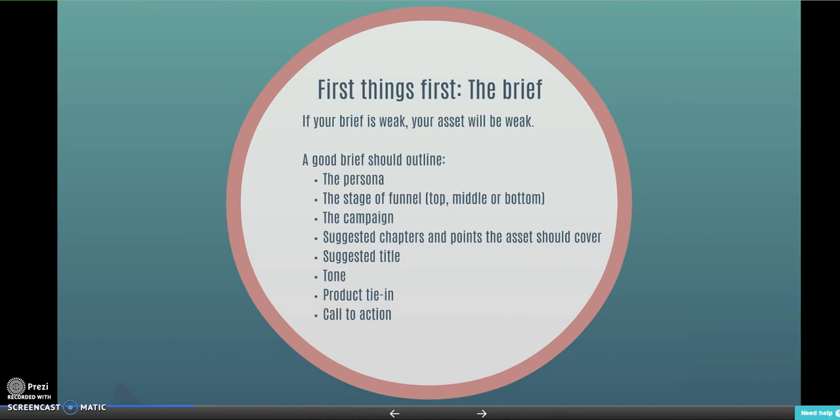Okay, so first things first, you always start with a brief. Your strategist and your editor should create a really nice, meaty brief for you. If your brief is weak, your asset will be weak.